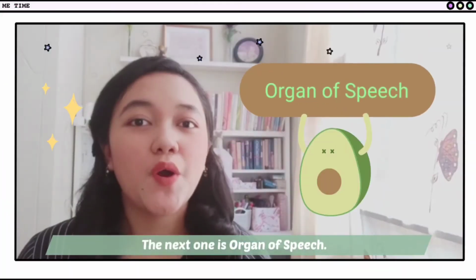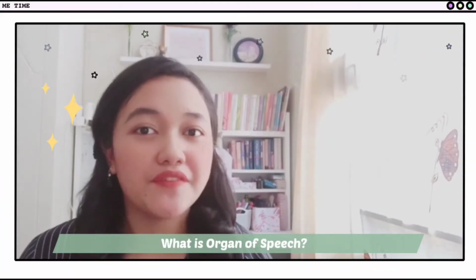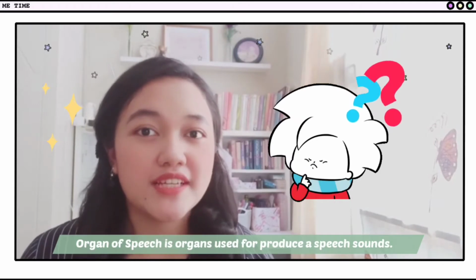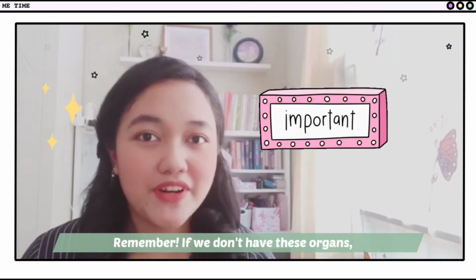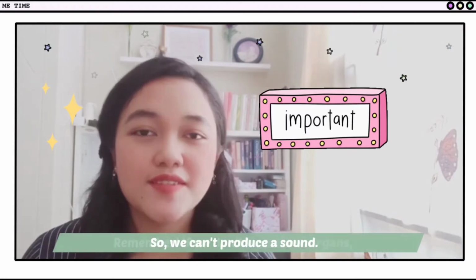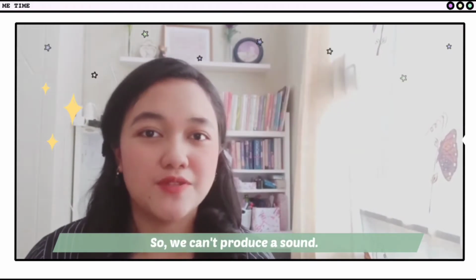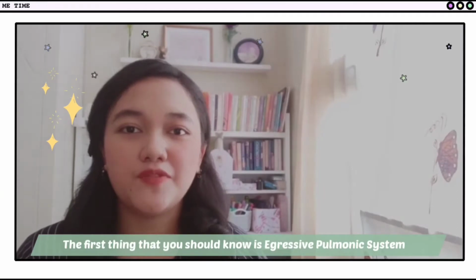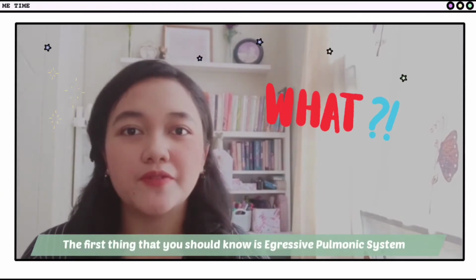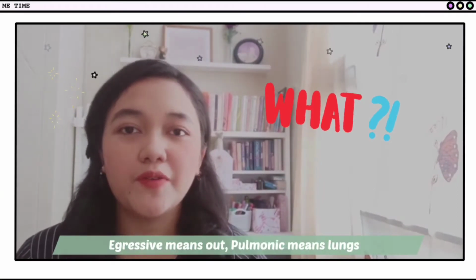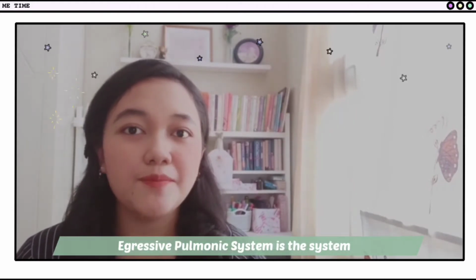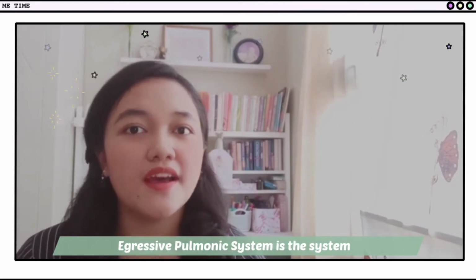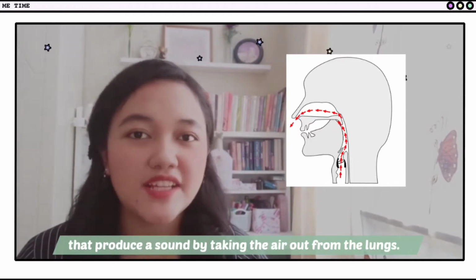The next one is organ of speech. What is organ of speech? Organs of speech are organs used to produce speech sounds. Remember, if we don't have these organs, we can't produce sounds. The first thing that you should know is the aggressive pulmonic system. Aggressive means out and pulmonic means lungs. So the aggressive pulmonic system is the system that produces sounds by taking the air out from the lungs.